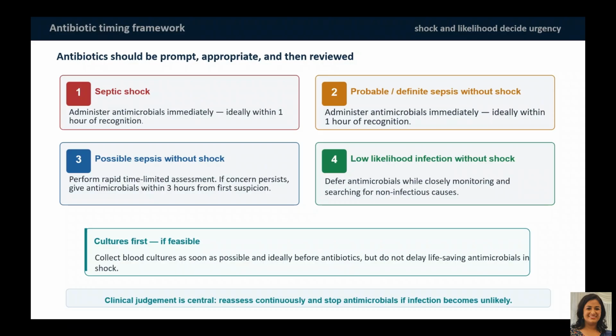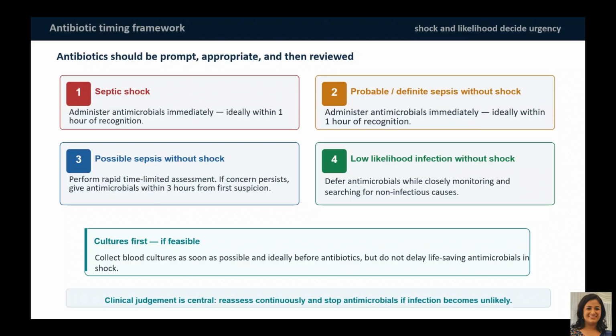With the clinical suspicion, you send your full blood count, CRP, and then you review, and then you can administer your antibiotic. Then if the likelihood of infection is very low without the shock, then you can just refer and see what is happening. You can closely monitor and look for the clues of non-infectious causes in this patient.